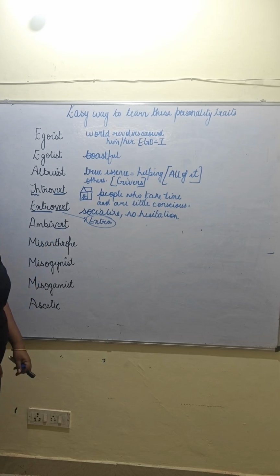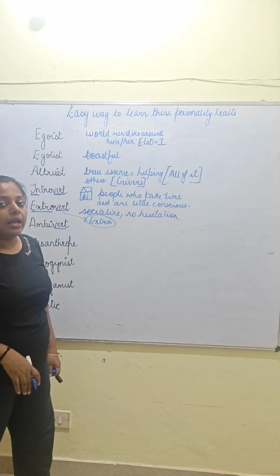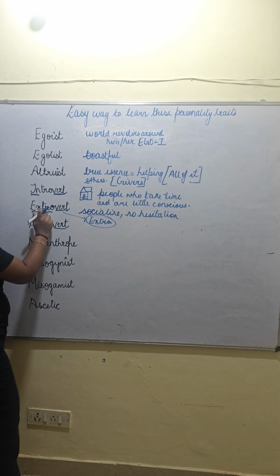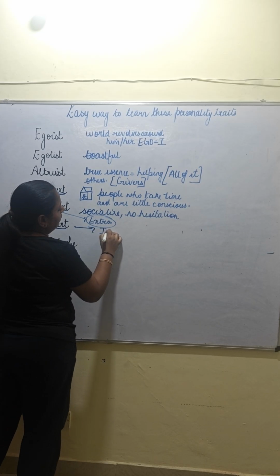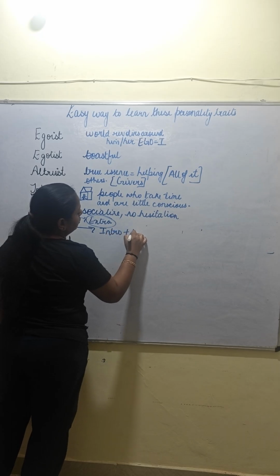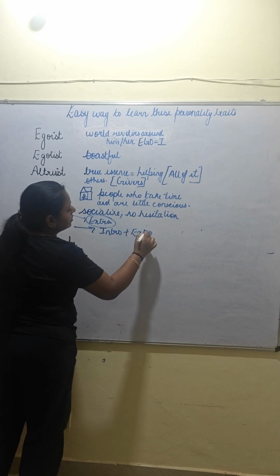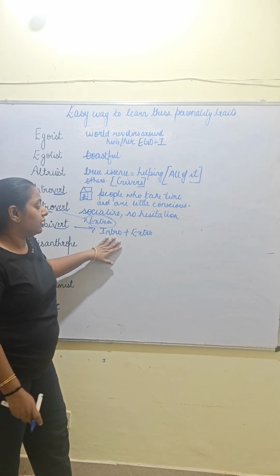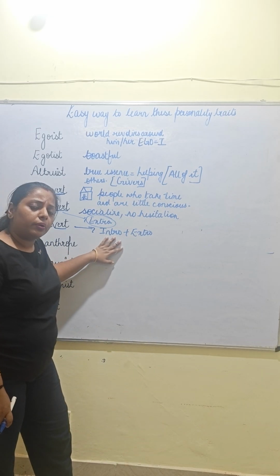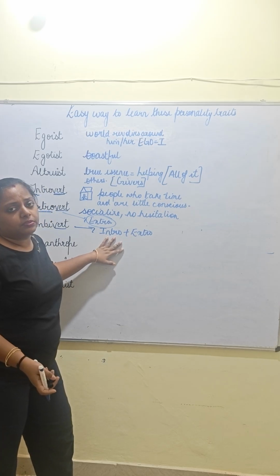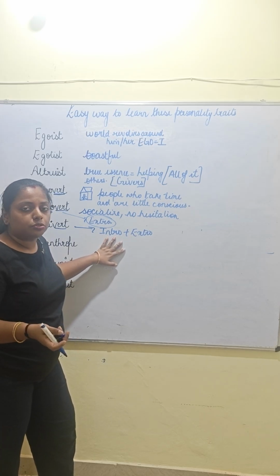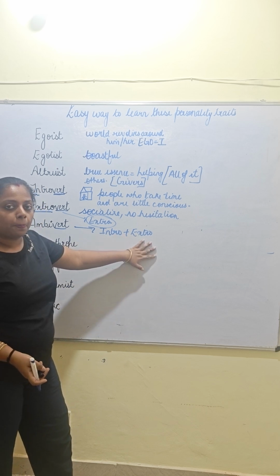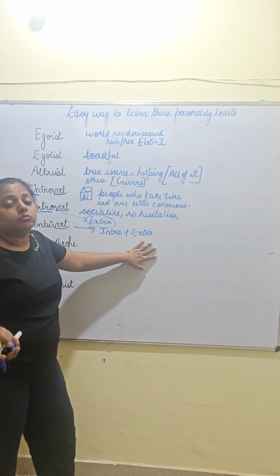Ambivert. You can call these people a mixture of introvert and extrovert. Okay, intro plus extrovert people. Why? Because these people, in some situations, might be an introvert person. They would not want to give their views, give their suggestions to other people. And in some cases, as an extrovert, they might want to, and they do suggest their views.